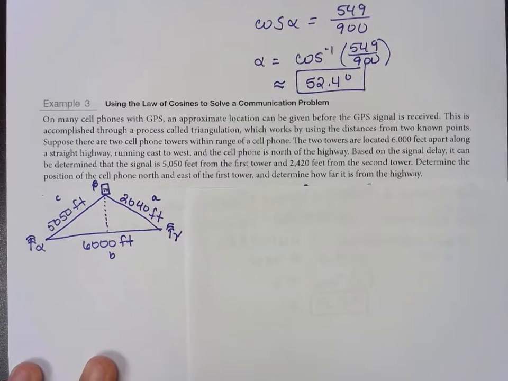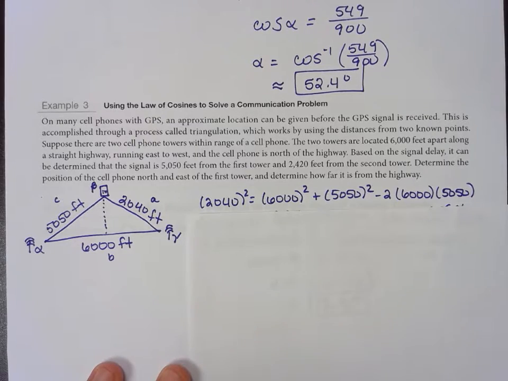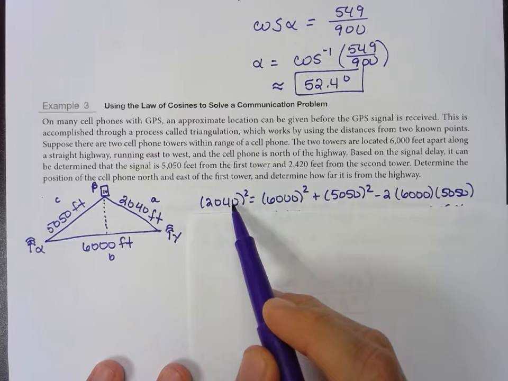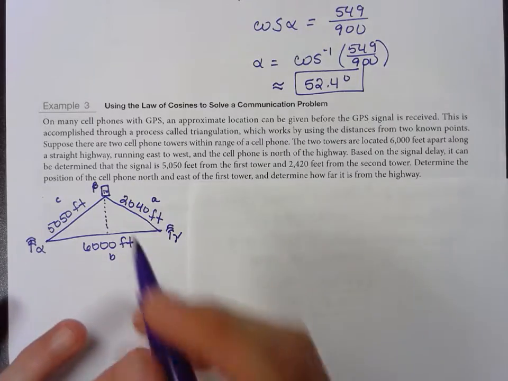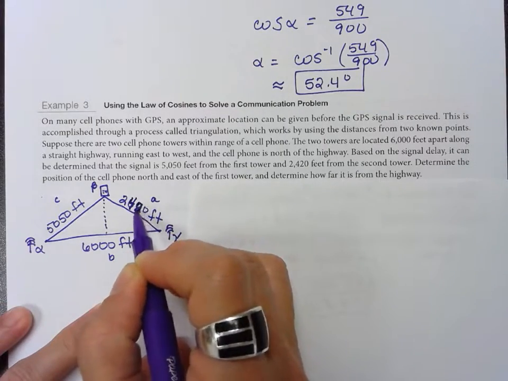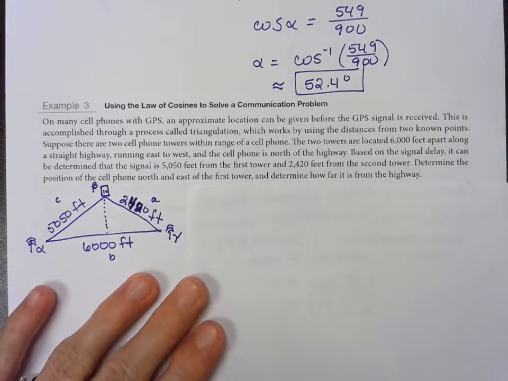Alright, so if you watched my video for part 2, you'll notice that I made a mistake here. That's 2,420, not 2,040. So I need to correct that, and we're just going to cover up that mistake and do it again. So 2,420 goes over here. So we're using that same formula that we used before.